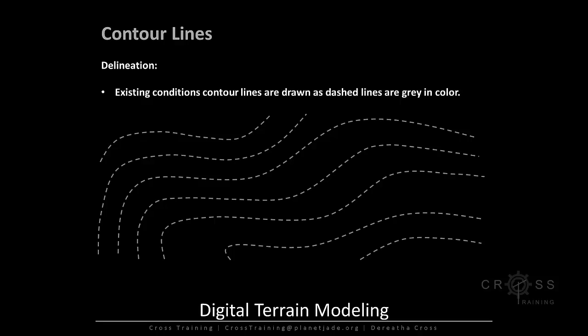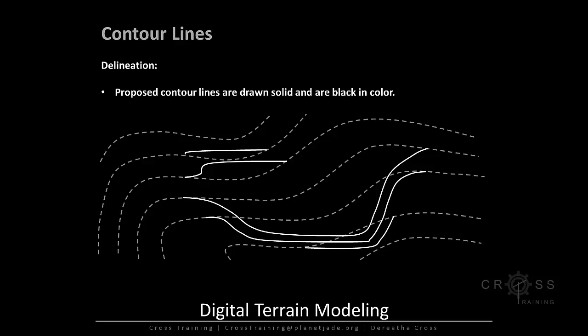So I'm going to give you some examples of how contour lines are delineated, and when you go out to draw contour lines, how you should probably draw them. Existing conditions is one type of contour line that you may have to draw. Existing conditions contour lines are drawn as dashed lines and are usually gray. So this is an example. We have several contour lines here. They're dashed and they are of a gray color.